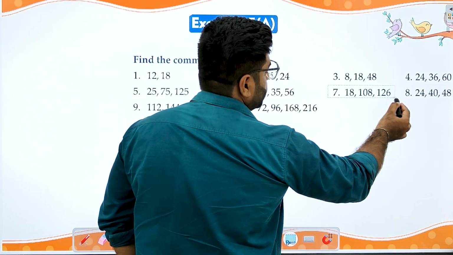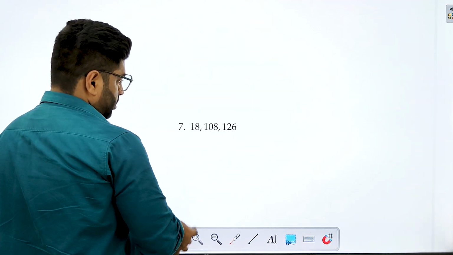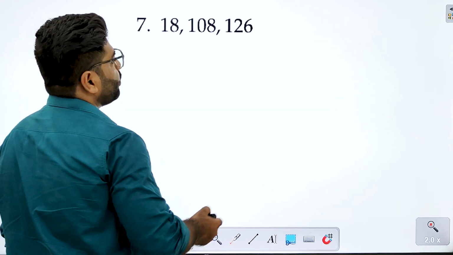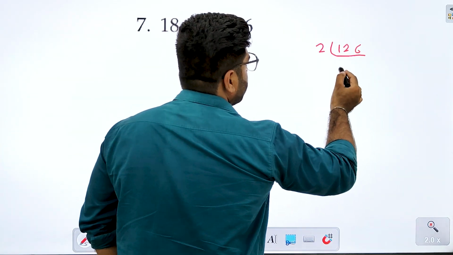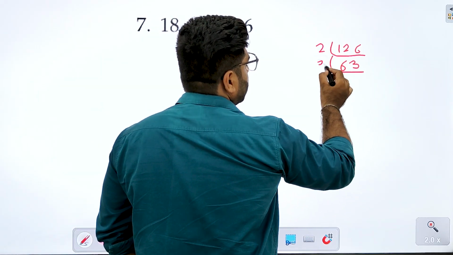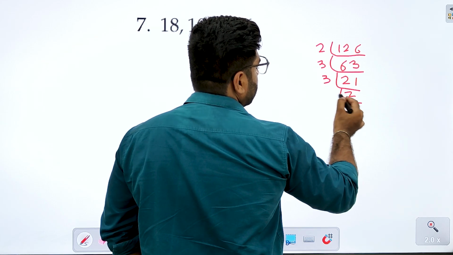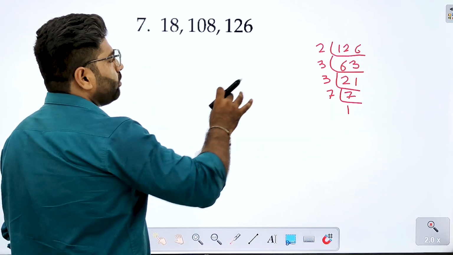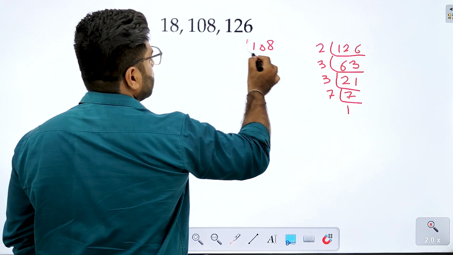Next we will pick question number 7 to find out the common factors. Okay, now we will find out the factors of these numbers, starting with 126. If we divide by 2, we get 63, then 21, then 3, 7, and 7, 1. I know these are the prime factors, but we will consider finding the factors, that is 108.